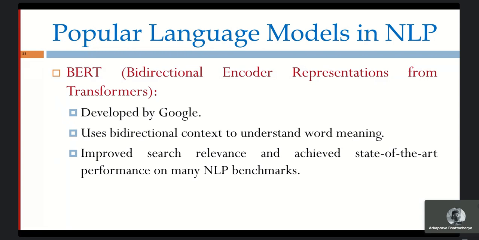The first popular model in NLP is BERT, that is bidirectional encoder representations from transformers. BERT was developed by Google. It is a transformer based model that uses bidirectional context in order to understand the meaning of a word in a sentence. It has improved the relevance of search results and achieved state of the art performance on many NLP tasks. Generally now most people are trying to use this.